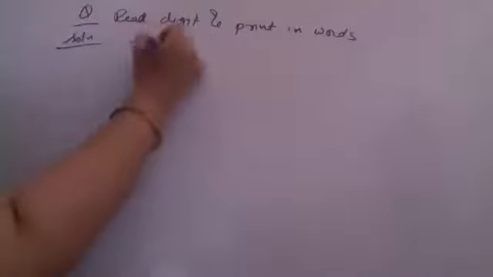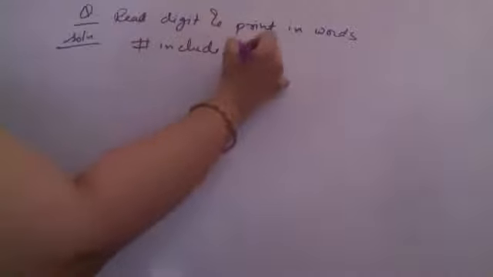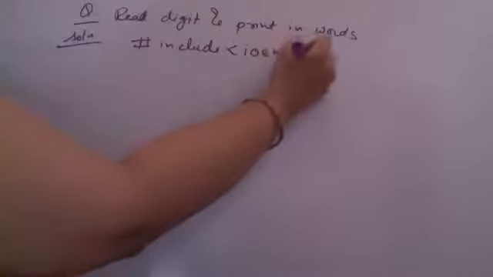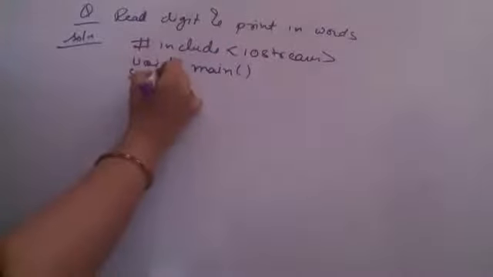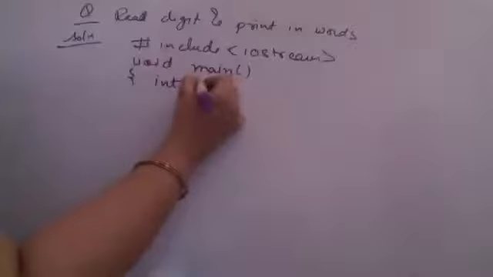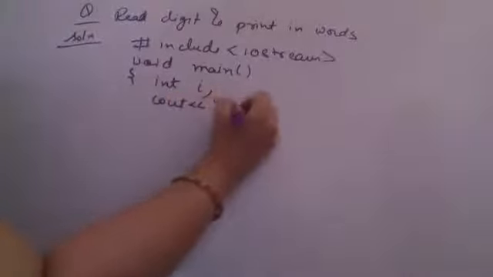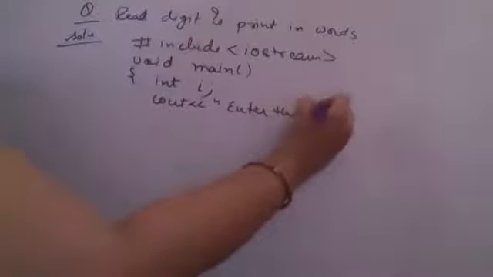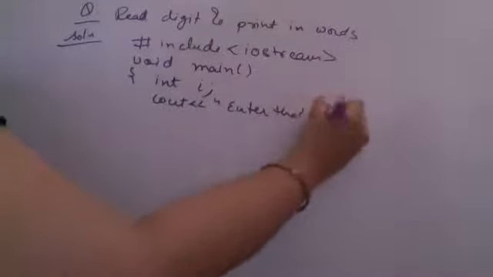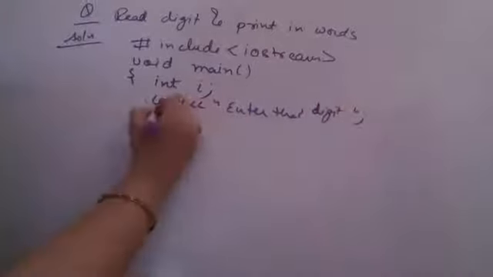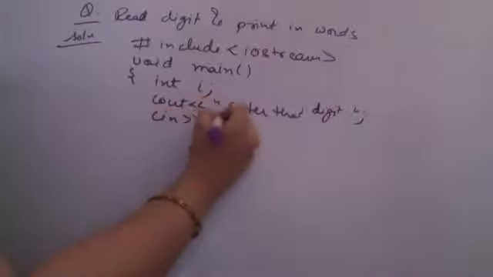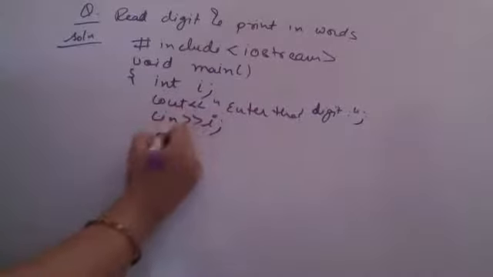So what am I doing here? I am writing a C++ program which reads an integer and prints the digit's name. I take an integer, ask the user to kindly enter the digit, and read the value of I. Now I use this in my switch.